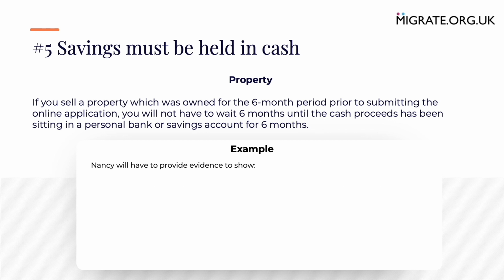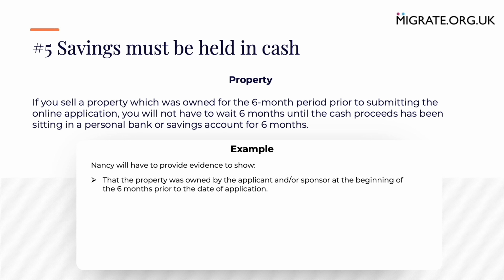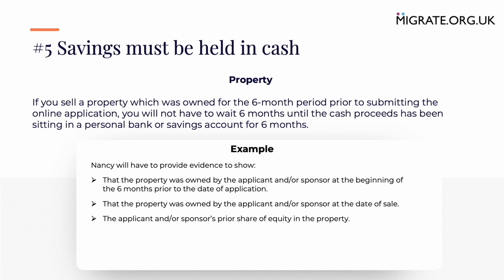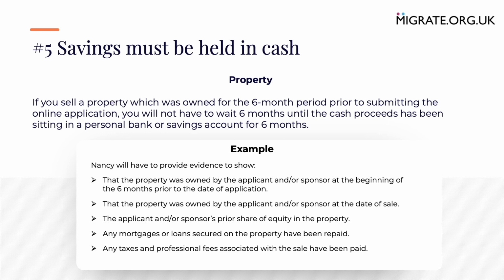In order to rely on this provision, Nancy will have to provide evidence to show: 1. That the property was owned by the applicant and or sponsor at the beginning of the 6 months prior to the date of application. 2. That the property was owned by the applicant and or sponsor at the date of sale. 3. The applicant and or sponsor's prior share of equity in the property. 4. That any mortgages or loans secured on the property have been repaid. And 5. That any taxes and professional fees associated with the sale have been paid.